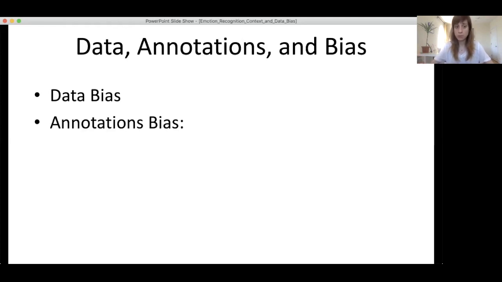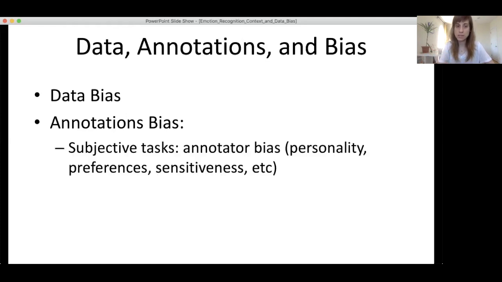But there's another possible bias, which is the bias added during the annotation, the bias of the annotations themselves. And I think that the particularity of tasks related to emotional intelligence or social intelligence is that these are subjective tasks.